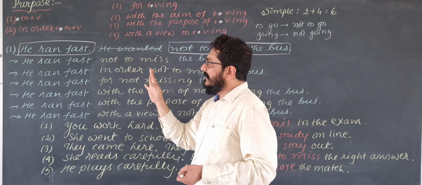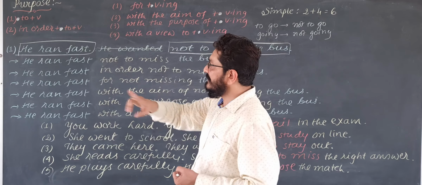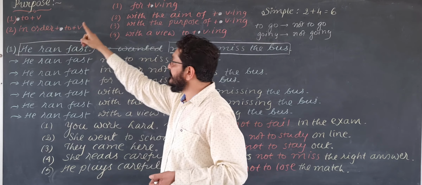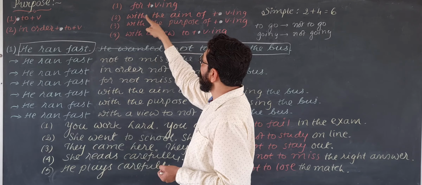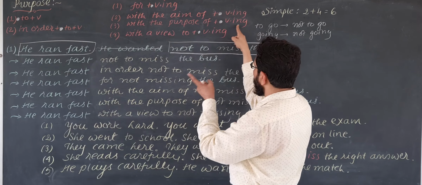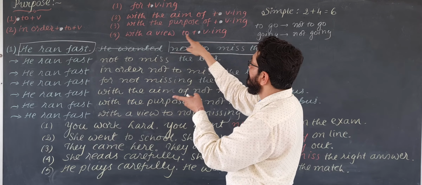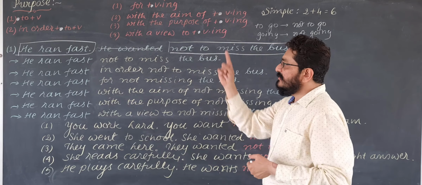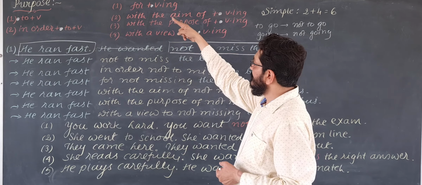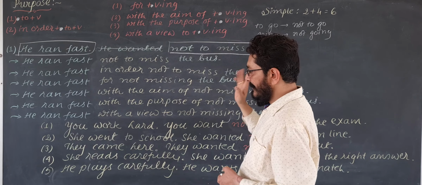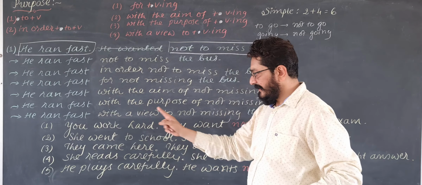He studies online. He does not want to waste the time. Join. He studies online, not to waste time. He studies online in order not to waste time. He studies online for not wasting time. He studies online with the aim of not wasting time. He studies online with the purpose of not wasting time. He studies online with a view to not wasting time. Not to waste, for not wasting, with the aim of not wasting, with the purpose of not wasting, with a view to not wasting. I go aside, take a screenshot.